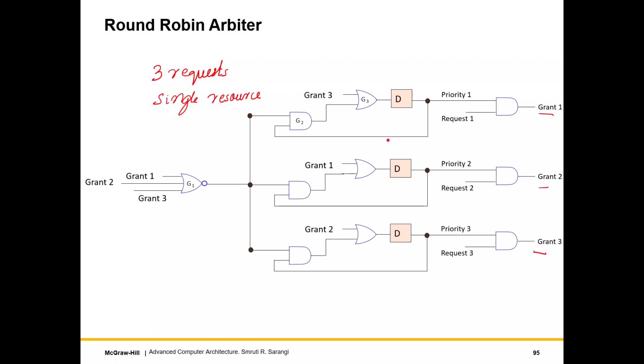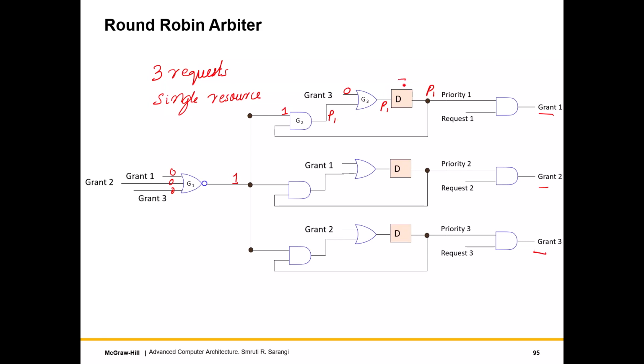So let us assume a base case where none of the grant lines are 1, all of them are 0. So if all of them are 0, then the output of the NOR gate is 1, the output of this is 1, right? And as we said, grant 3 is 0 over here. So if the value of the priority 1 is, let's say, P1, then P1 and 1 is going to be P1, P1 or 0 is going to be P1.